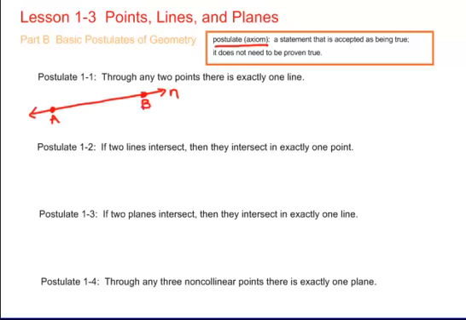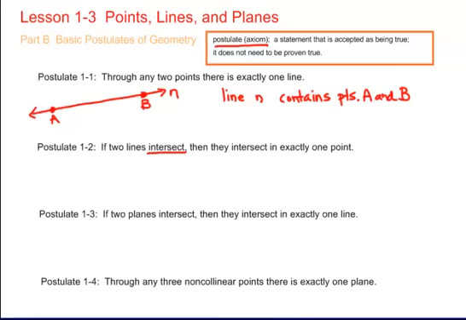Don't forget, use capital letters to name points. So I can say that line N contains points A and B. So through any 2 points, there's exactly 1 line. Great. Postulate 1-2 says if 2 lines intersect, then they intersect at exactly 1 point.